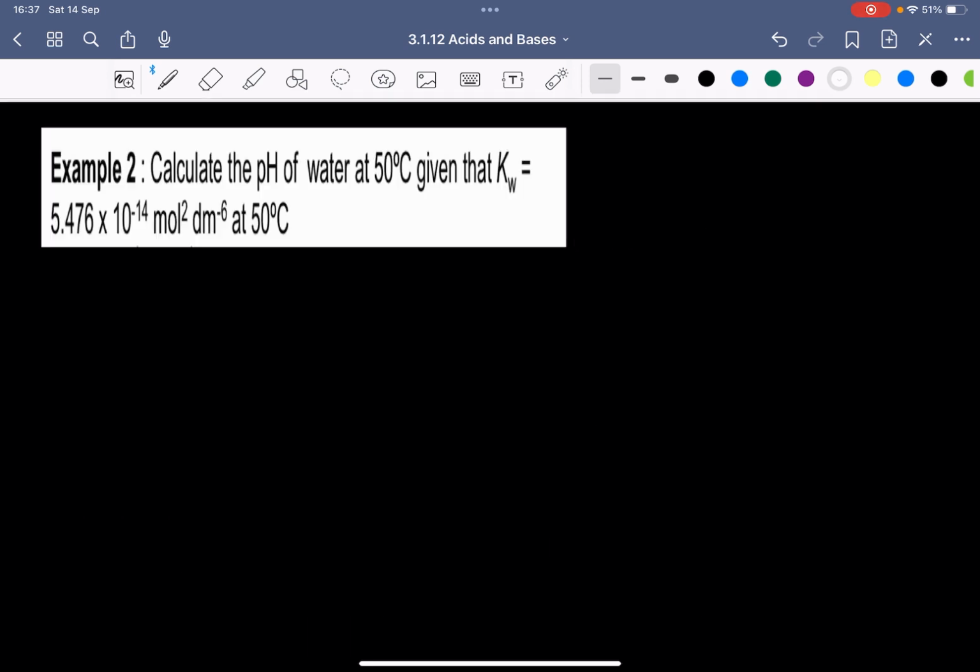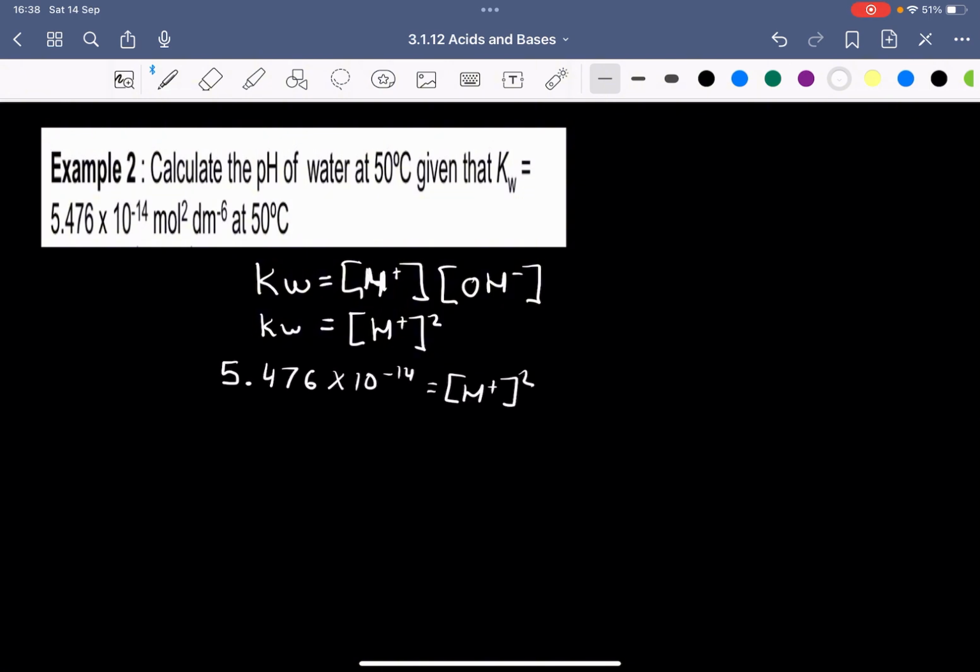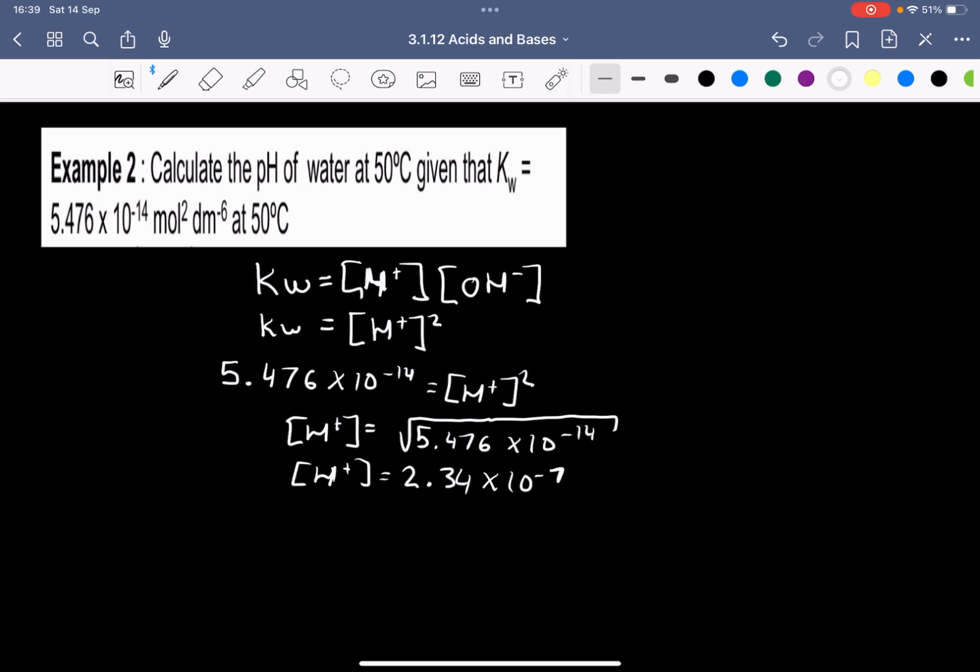Alright, so I've got a question for us here to try. Calculate the pH of water at 50 degrees Celsius, given that the value of Kw is 5.476 times 10 to the minus 14 at 50 degrees Celsius. Okay, so we know that the Kw is equal to, right? However, in pure water, it's also equal to [H+] squared, because OH- and H+ are the same. Now we know in this instance, Kw is equal to 5.476 times 10 to the minus 14, so we can sub that into our expression, and we get... Now we can square root this to get the concentration of H+, which is... And now we can minus log this answer to get pH, and we get 6.63.